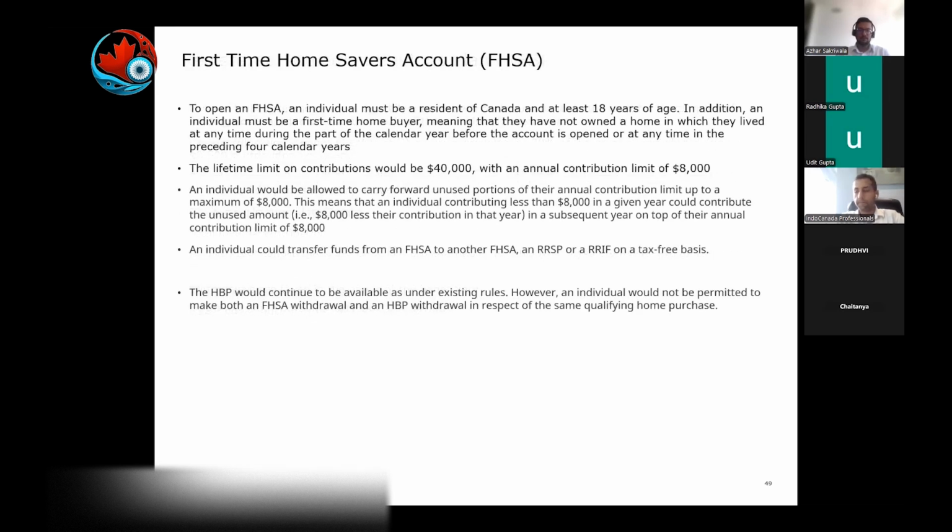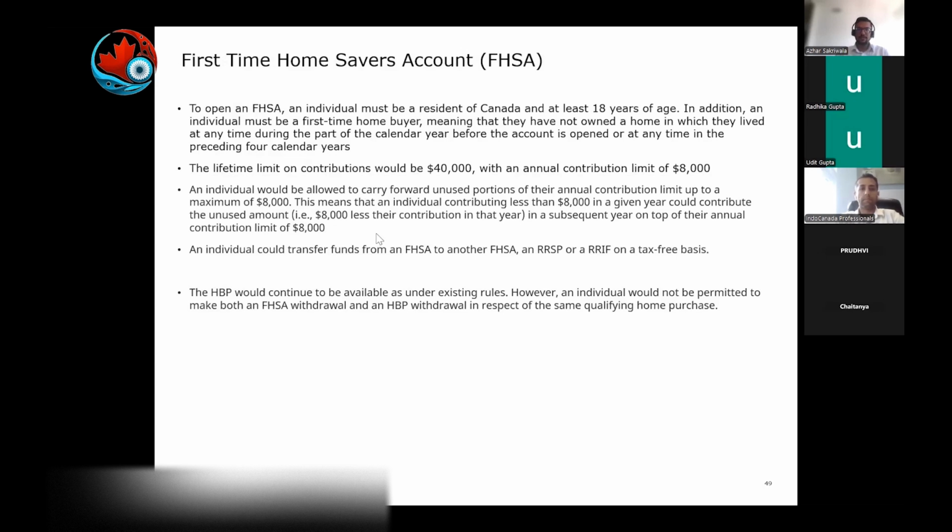There is also the First Home Savings Account, which was announced very recently by the government, and you can make a contribution of $8,000 annually up to a lifetime contribution of $40,000. So contributions that you make to this account are also allowed as a tax deduction. So apart from the RRSP, the FHSA allows for additional room.